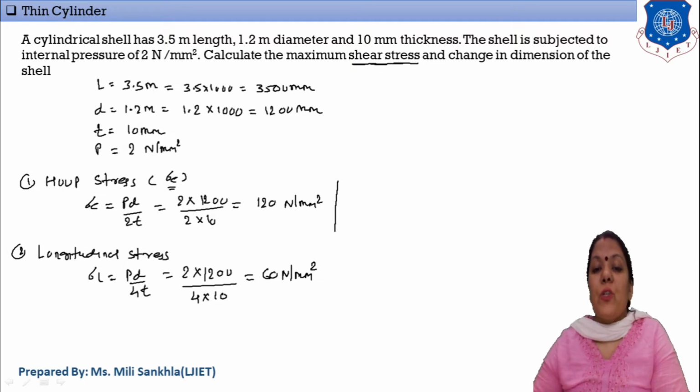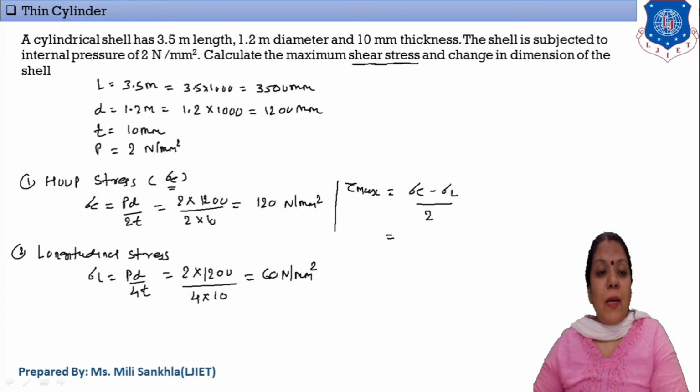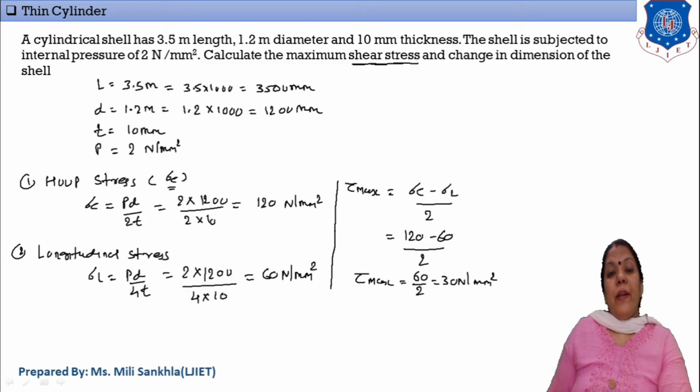Okay, now we find out tau max. If you remember, the equation of tau max, our maximum shear stress, is sigma C minus sigma L by 2. Write down. Sigma C we found 120, sigma L is equal to 60, by 2. That means tau max is equal to 60 by 2 is equal to 30 Newton per mm square. Here we found hoop stress, longitudinal stress and maximum shear stress.